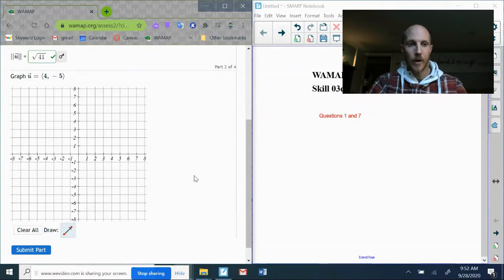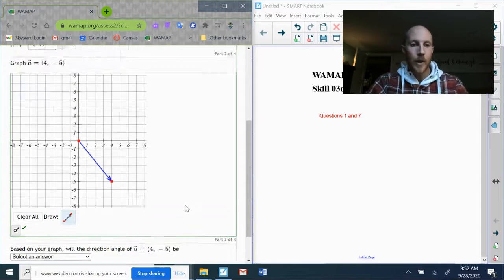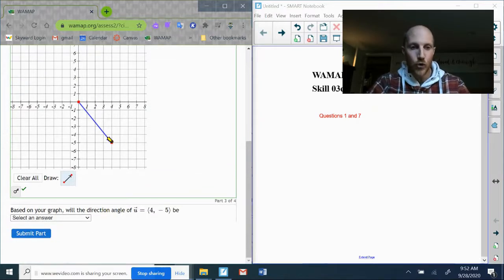And yay! Then I'm going to graph the vector 4, -5. Start from the origin right here at 0, 0. Click and let go, and now that thing follows my cursor around. Go positive 4 on the x, so go right 4, and then down 5 to get my -5 in the y component. Click. Okay, submit. Hooray!